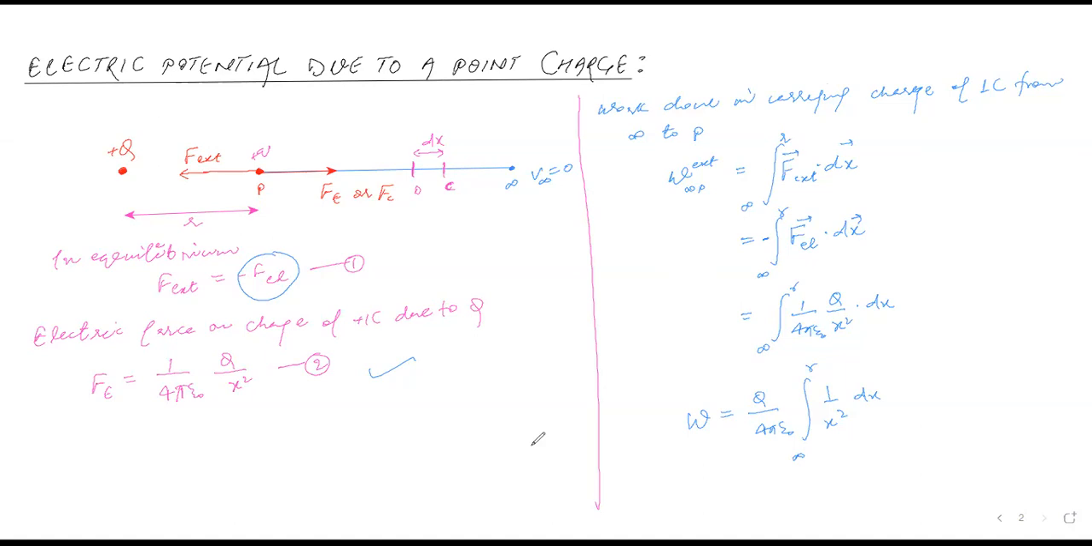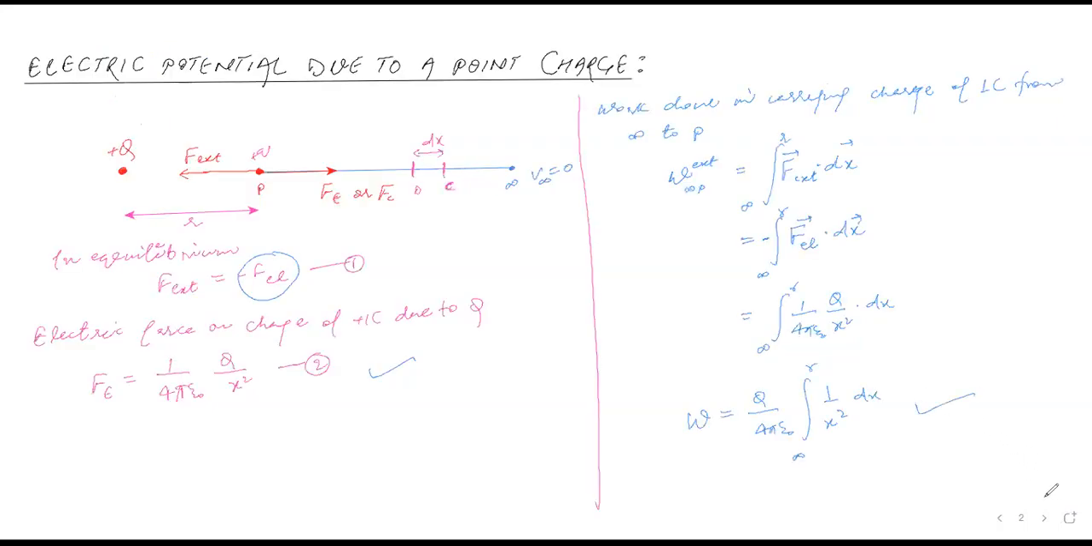Here we have W is equal to Q over 4 pi epsilon naught integration of infinite to R 1 over x square dx. This is our last equation.